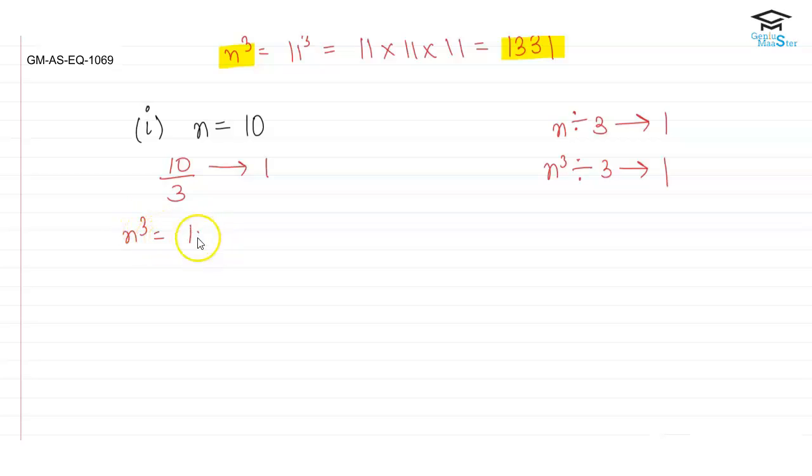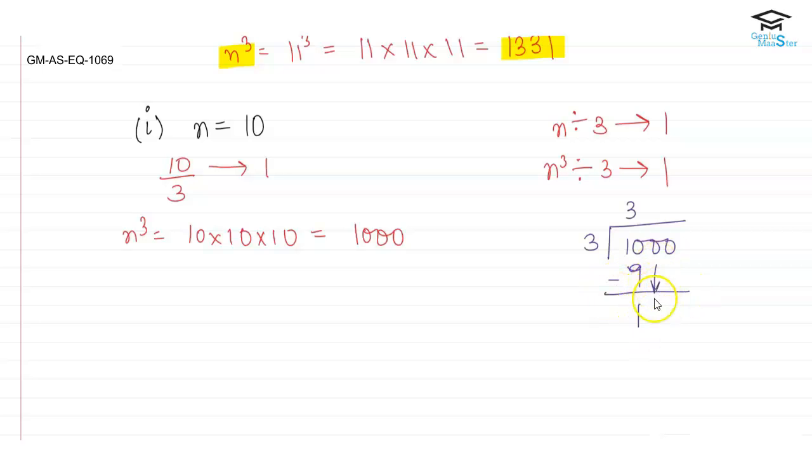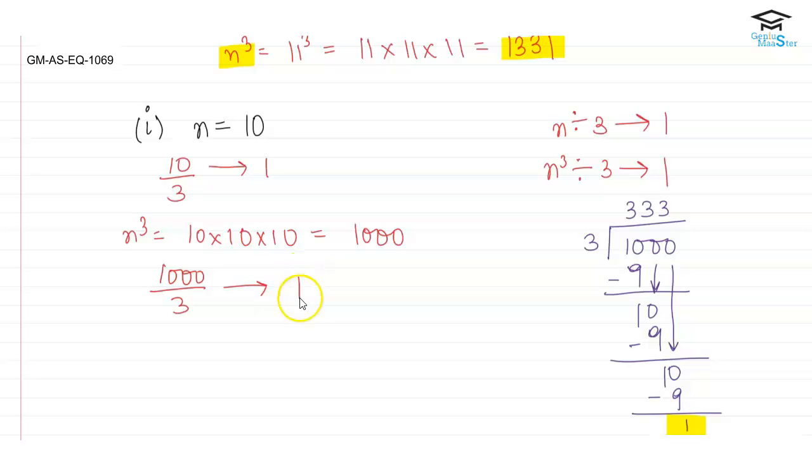N cube here is 10 into 10 into 10, which is equal to 1000. Now we will divide 1000 by 3. 9, again 9, again 9. So it is leaving remainder as 1. So 1000 divided by 3 is also leaving 1 as the remainder.